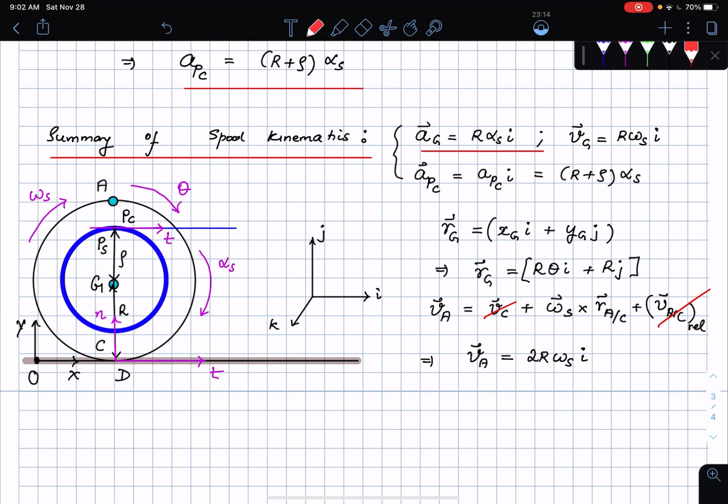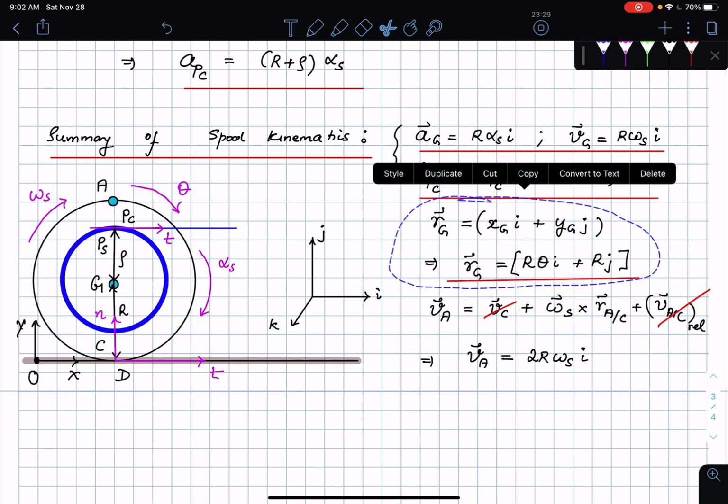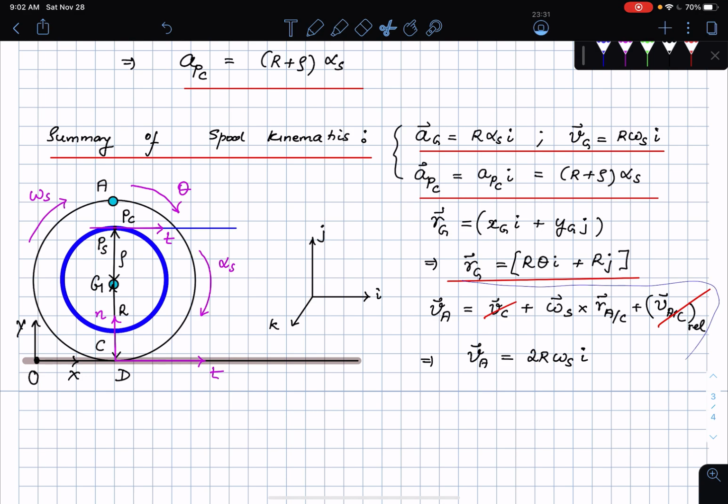So things to keep in mind: this one here, then this one here, then I'm going to have the position of the center of mass, which I have written down here. Let me scoot this up a little bit, and let me scoot this down a little bit.